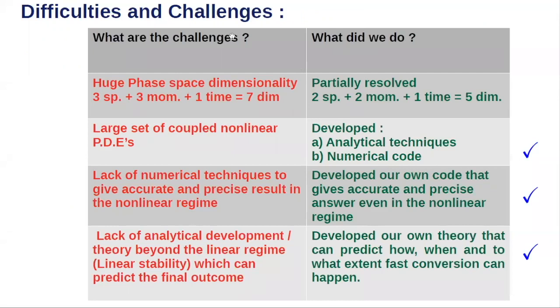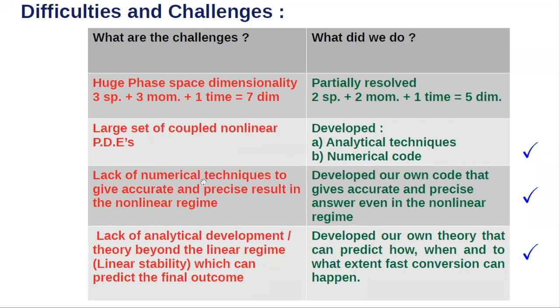To give a hint of the difficulties and challenges in the field, this equation of motion, as we can see, is 3 plus 3 plus 1, which is a 7-dimensional problem, a huge phase space dimensionality. What we try to do is to partially resolve this problem using a multi-dimensional framework, which is much closer to the realistic profile. The next thing is that it is a large number of partial differential equations which are coupled and typically non-linear. So we try to develop analytical techniques and a numerical code which can resolve this problem.